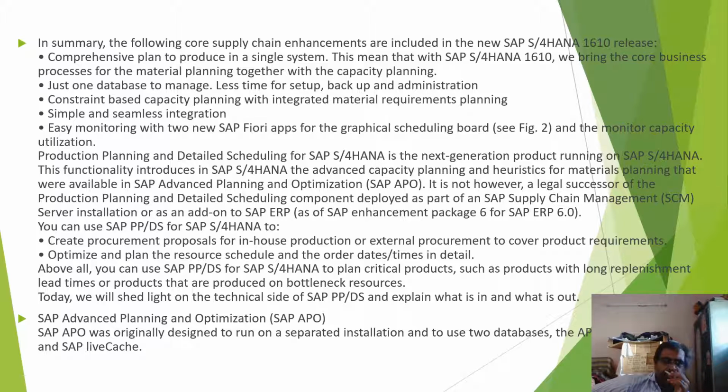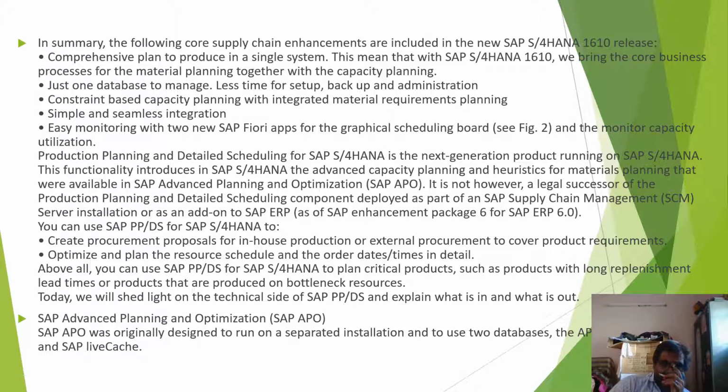You can use SAP PP/DS for SAP S/4HANA to create procurement proposals for in-house production or external procurement to cover product requirements, optimize and plan schedules, resource schedules, and other data in detail. Above all, you can use SAP PP/DS for SAP S/4HANA to plan critical products such as products with a long replenishment lead times or products that are produced on bottleneck resource.